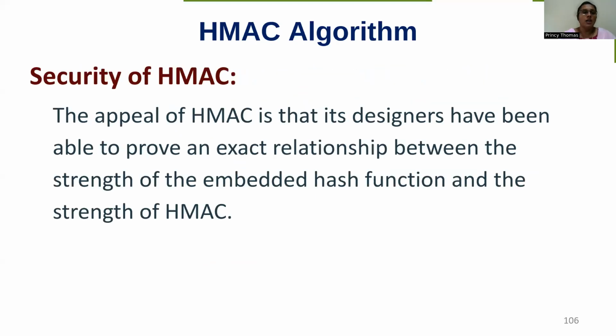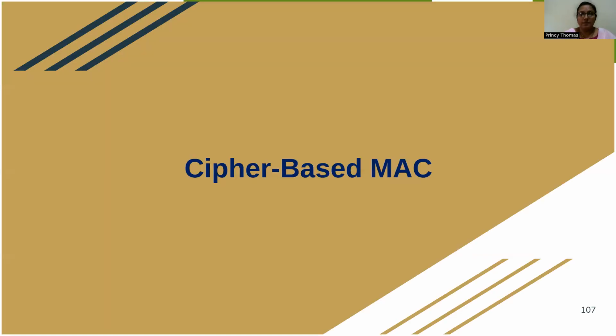Then security of HMAC. The appeal of HMAC is that the designers have been able to prove an exact relationship between the strength of the embedded hash function and the strength of HMAC. So if the SHA function is strong, then there is an exact relationship between the strength of the hash function and the HMAC function. Next we are moving on to cipher-based MAC.